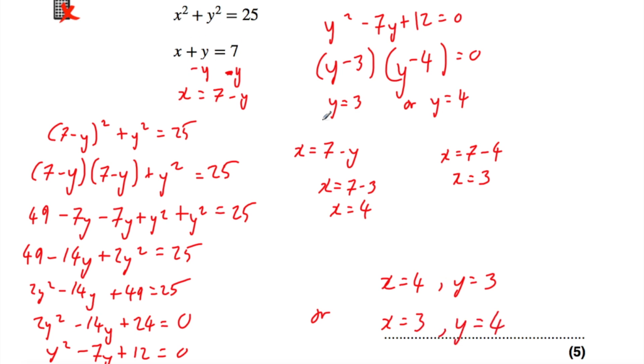And if this question asked you for the coordinates where this straight line intersected the circle, they would be 4, 3 and also 3, 4, and that's it.